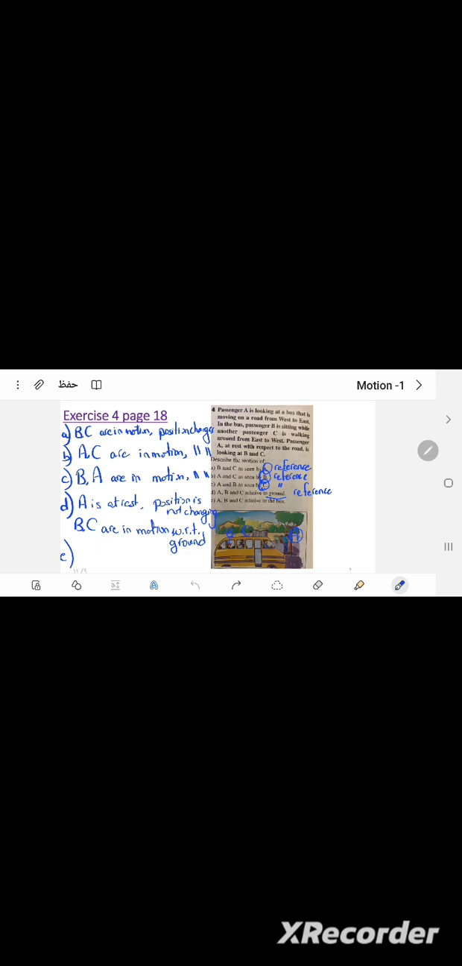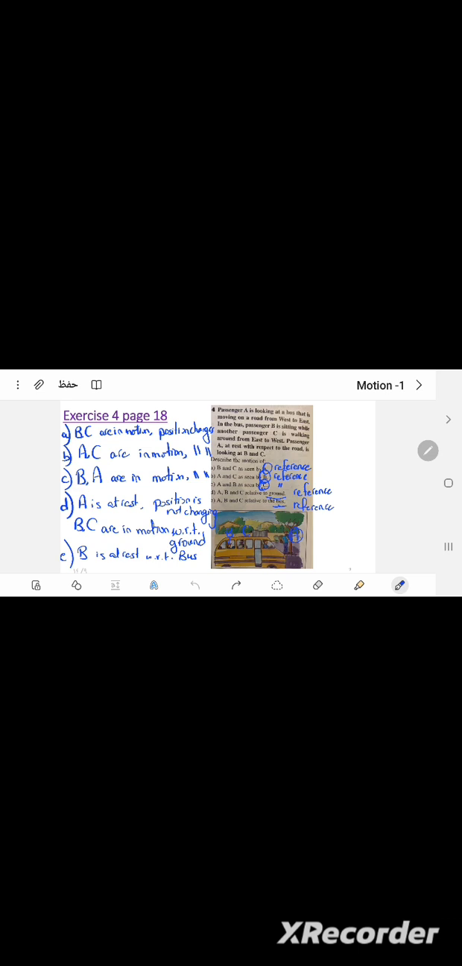Okay, let's now start with part E. A, B, and C relative to the bus. So here we will have the bus as a reference. Okay, with respect to the bus, B is sitting. So does B appear in motion or at rest? B will appear to be at rest, with respect to the bus. What about C and A?